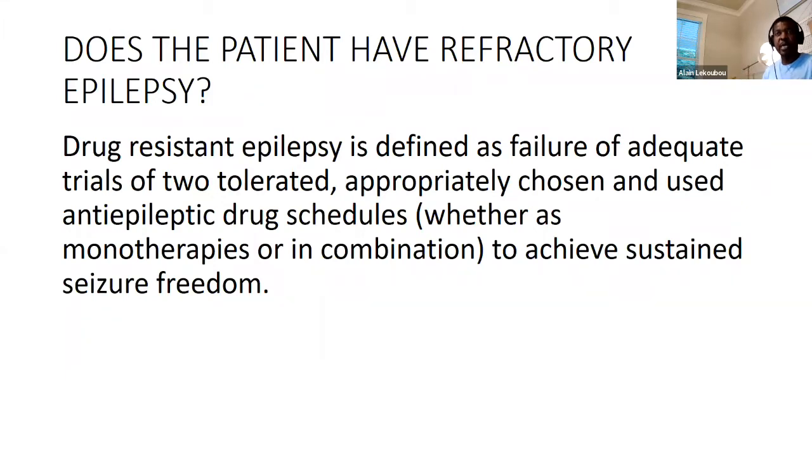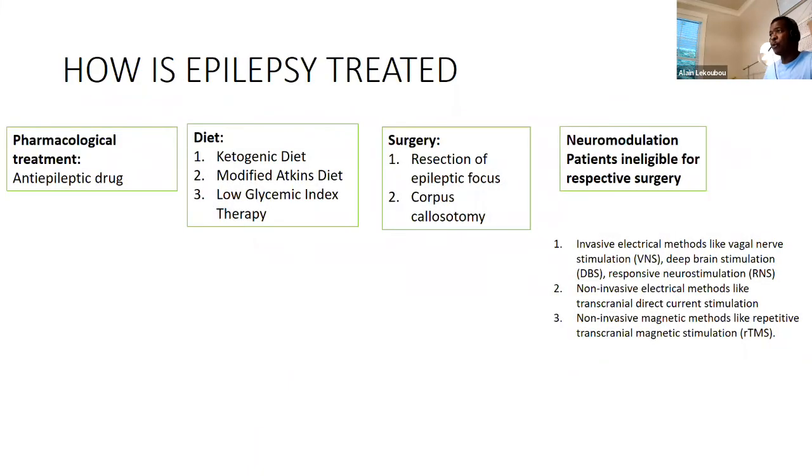And we know that 2 out of 3 patients will do well on medication. So about 25-30% of patients will be truly refractory. And those are the ones that you start thinking about doing something else than just the medication. And how do we treat those patients? As we mentioned earlier, you can use anti-epileptic drugs, and that works in 2/3 of patients.